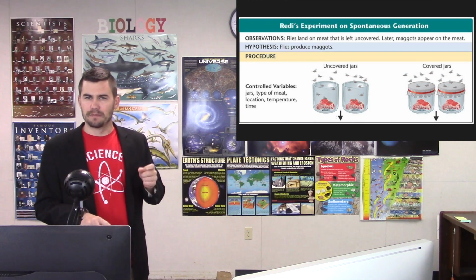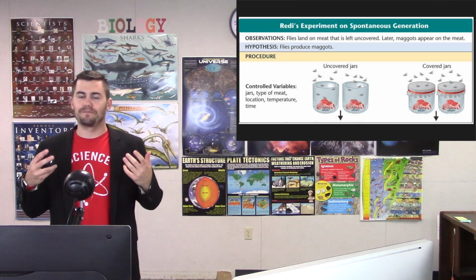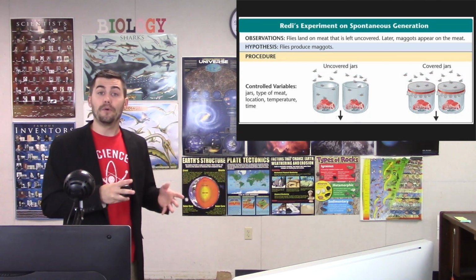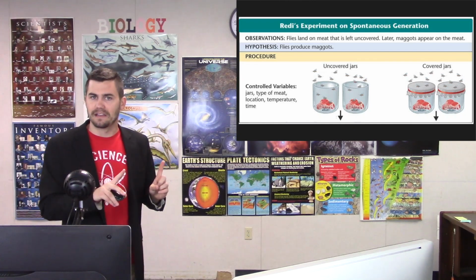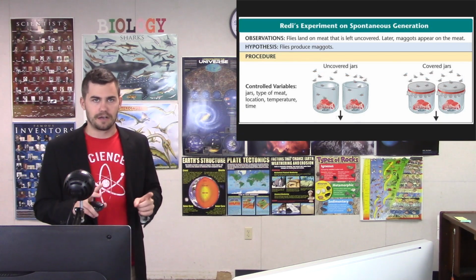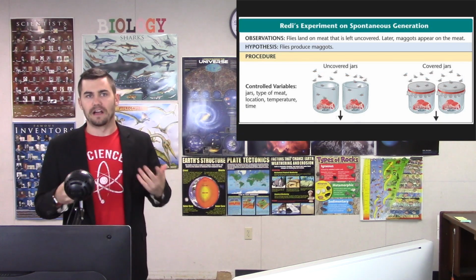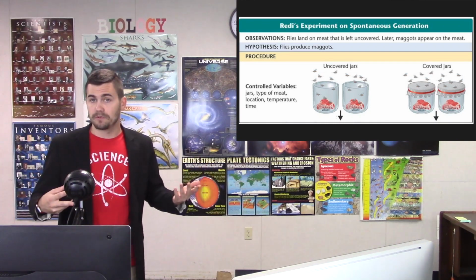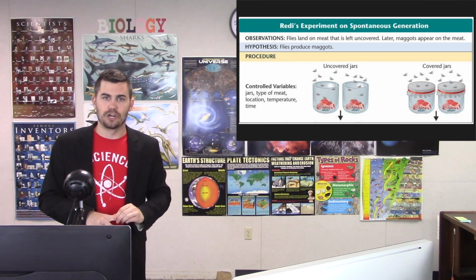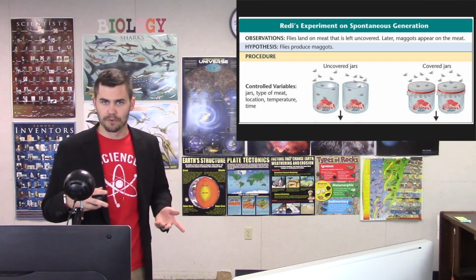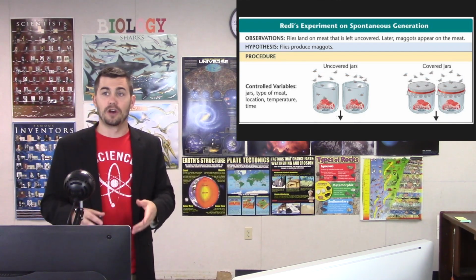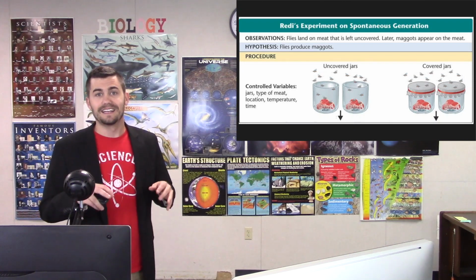And I think his first name was Francesco Redi. Here was his experiment. So he noticed that, well, you see flies on dead things before you see the maggots. So maybe that's where the maggots come from. So his hypothesis is flies produce maggots. So here's his very simple experiment. His control group is the uncovered jars, and then his experimental group, his group with the independent variable, is the jars that are covered up. So flies cannot get in there.